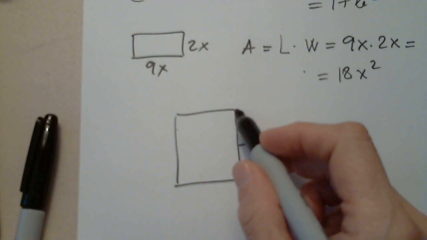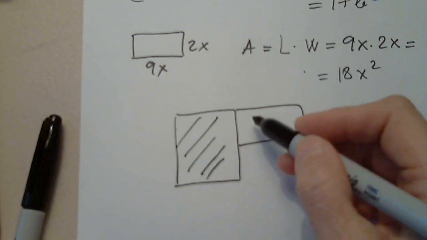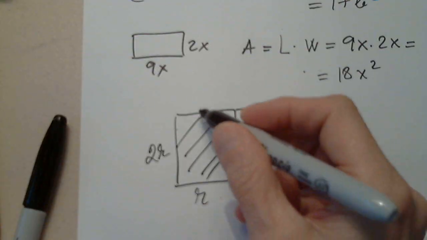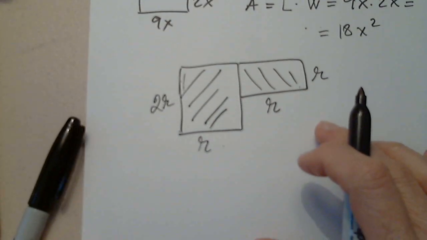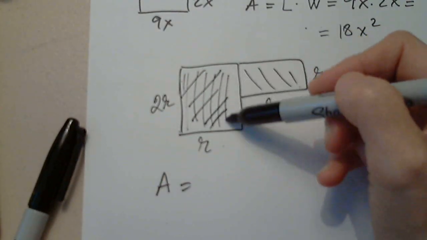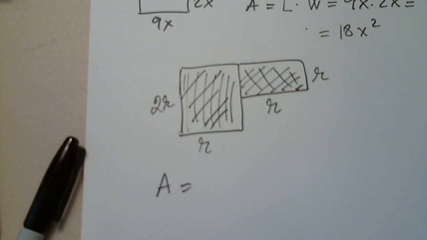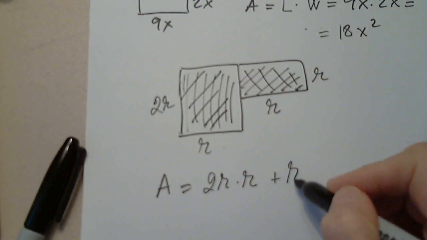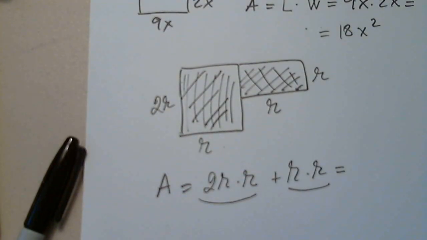So here is a different shape. So the width here is r. The length here is 2r, and this is r and r. So they want us to find the entire area. So first we calculate this area, and then we add this area. So the first one is 2r times r, and the other one is r times r. Can anyone calculate these for us, and then we'll add them?